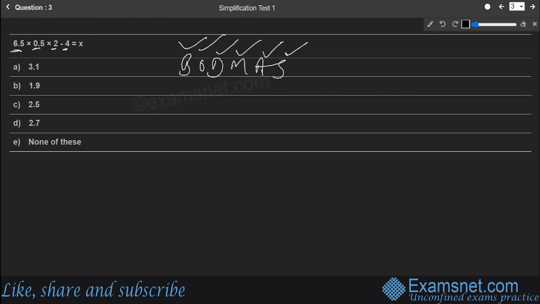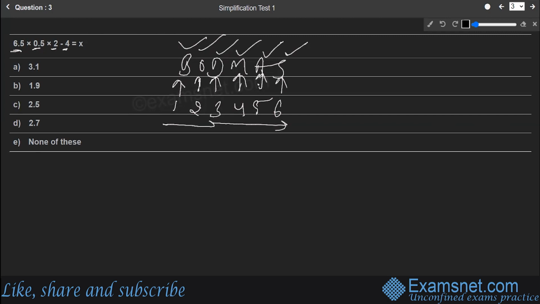If at all the bracket is given, that will be solved first. Then there will be priority of the of. Then there will be priority of the divide. Then the multiply will be solved. Then the addition will be done, and at the last subtraction is done. So this is the order that is to be followed.